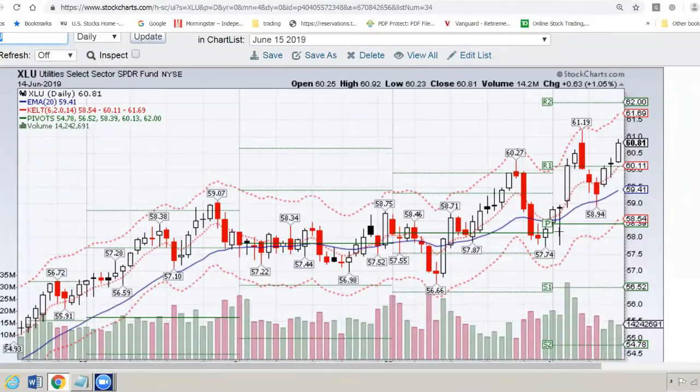We took some nice profits on it, and I was a little surprised. I thought we might get a little lower than this. You can see we came down close to the S1 here at the end of May, then rallied sharply up here, 61.19.